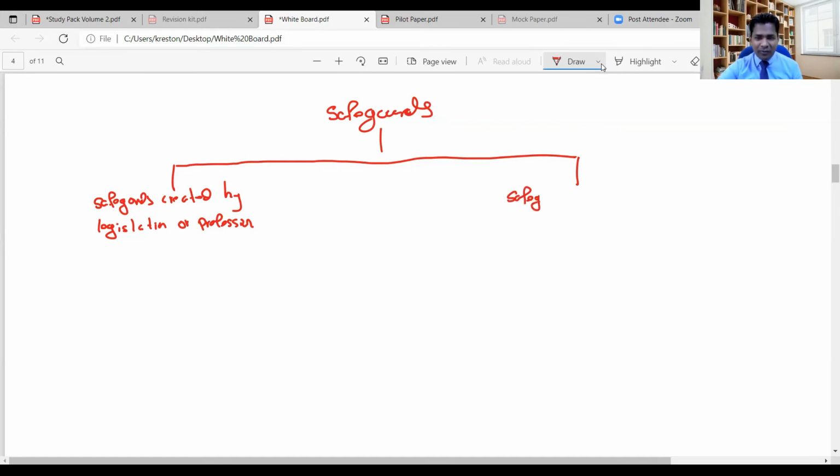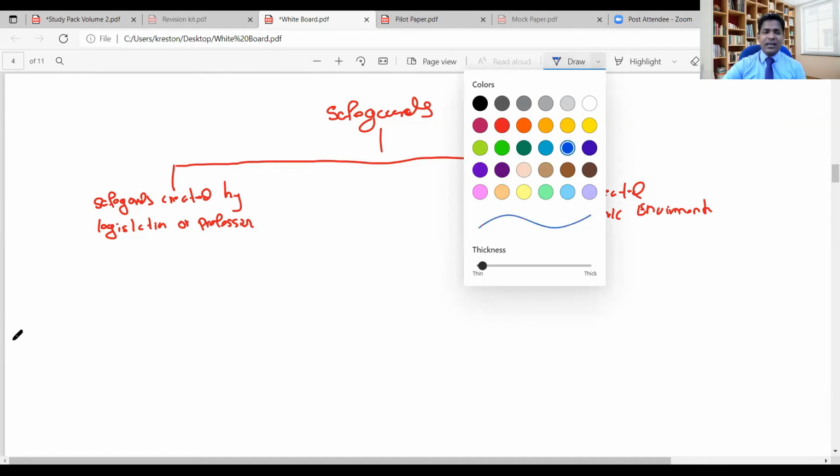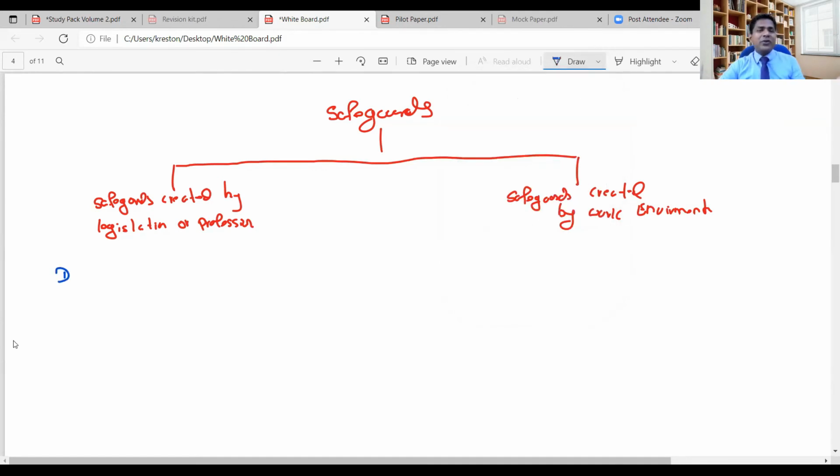And there are also safeguards created by the work environment. An example of a safeguard created by the profession or legislation, number one: when you come into the profession to become a chartered accountant, you have a minimum entry requirement. This is a safeguard. That means everybody cannot become a chartered accountant. Everybody cannot become an accountant.